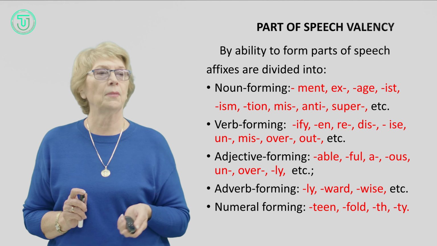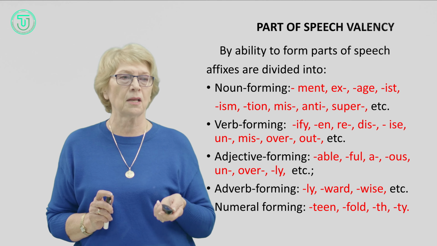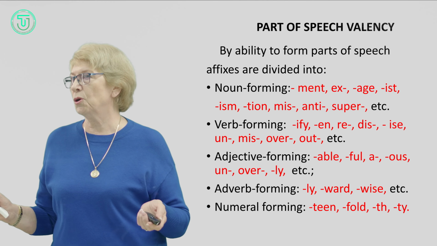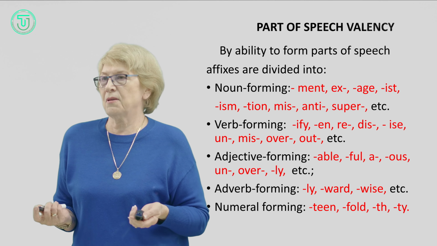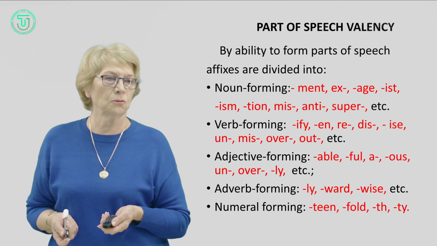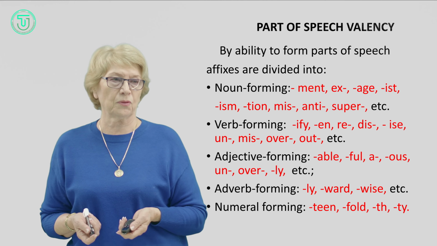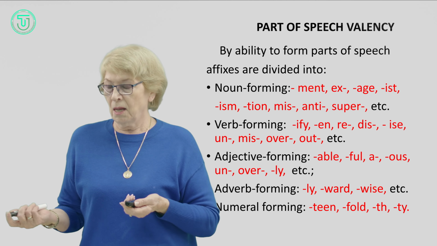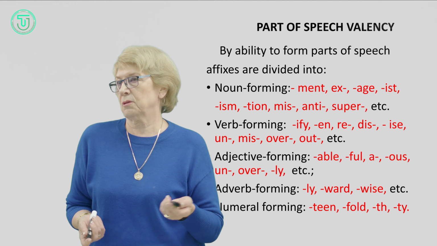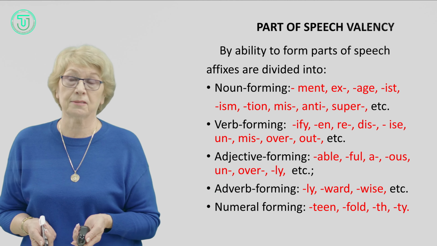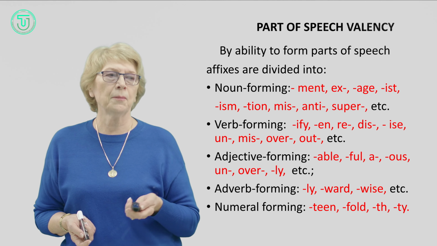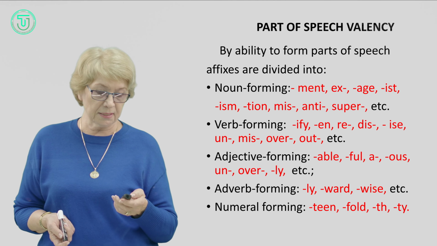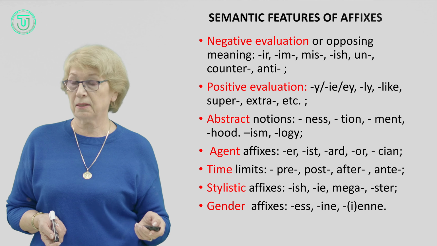Noun forming like -ment, excitement; -ist, pianist; -ism, terrorism; -tion, revolution; mis-, misinterpret, etc. So, I mean, they are very, very active, and you can give dozens of examples with these affixes. They are living, they are productive, and everybody understands, every learner from the A2 level already knows the meaning, or should know at least the meaning of these affixes. Okay, verb forming, adjective forming, adverb forming, and numeral forming affixes. These are their part of speech valency.